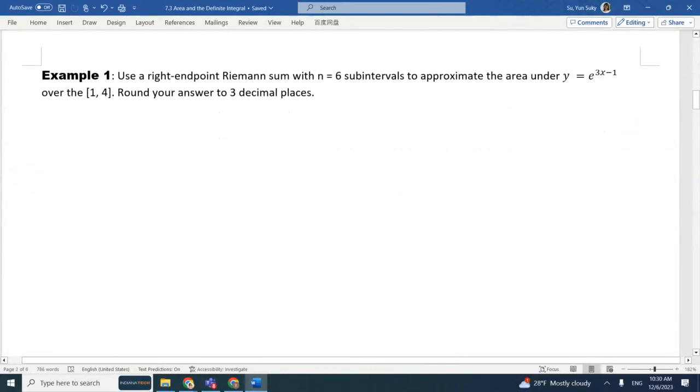Okay, let's look at an example. Use a right endpoint Riemann sum. So Riemann sum is kind of a name for this. Okay, so this method that uses rectangles to approximate is called a Riemann sum. So use the right endpoint Riemann sum with n equals 6 subintervals to approximate the area under the curve e to the 3x minus 1 over 1, 4. Okay. And let's see, what do we get?